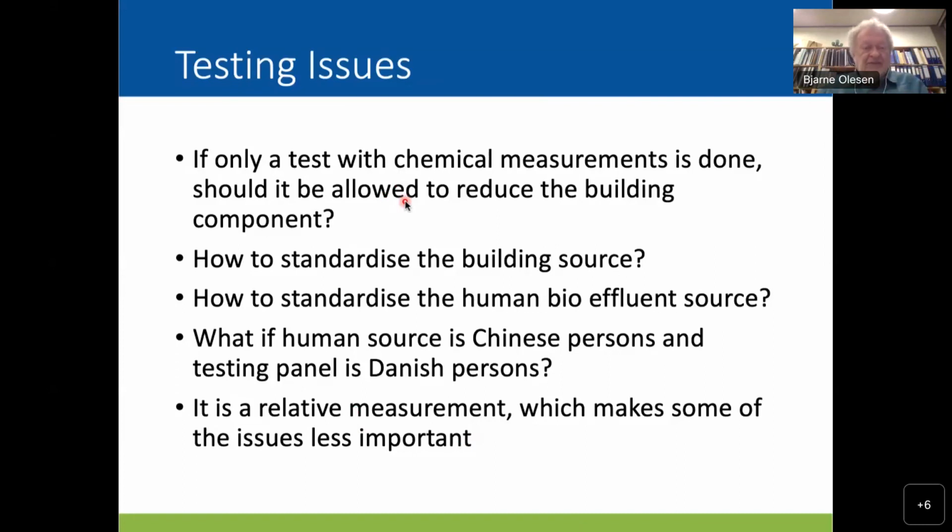One thing here is also how to standardize the building source. We heard that you had to be careful with the people you select as source, that they follow some rules and guidelines. So that's one question we are looking at. You can also say, what if the human source is Chinese persons and the testing panel is Danish? Will that give different results?